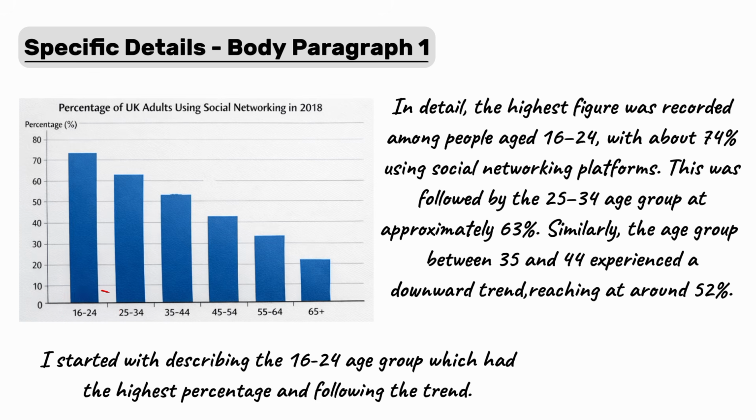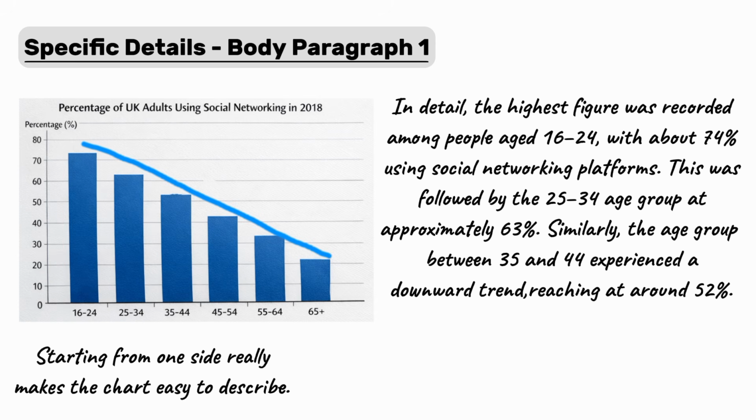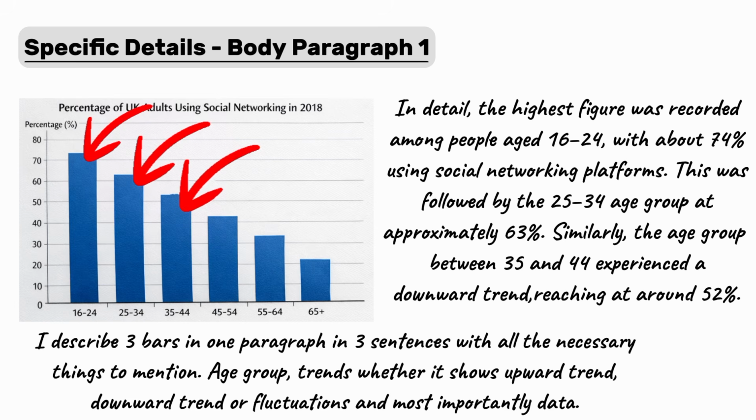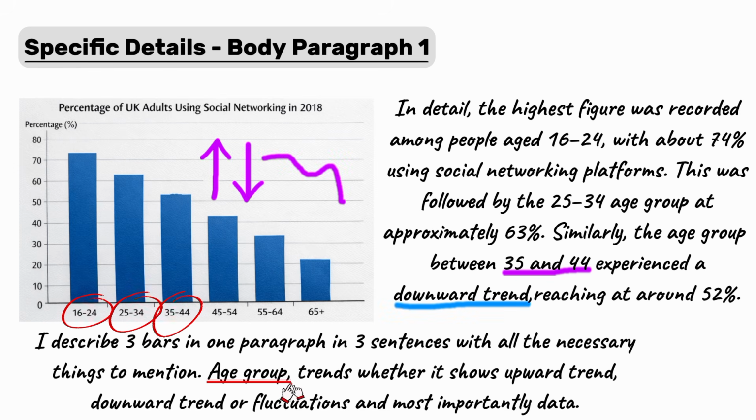I started by describing the 16 to 24 age group, which had the highest percentage, and followed the trend. Starting from one side really makes the chart easy to describe. I describe 3 bars in one paragraph in 3 sentences with all the necessary things to mention: age group, trends, whether it shows an upward trend, downward trend, or fluctuations, and most importantly, data. This combination is perfect to get band 9.